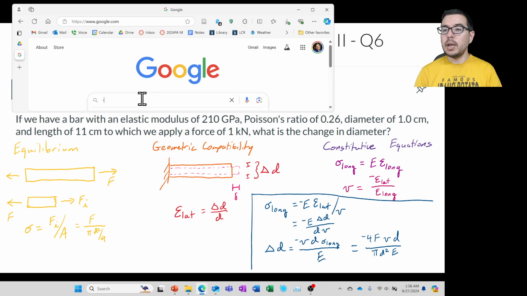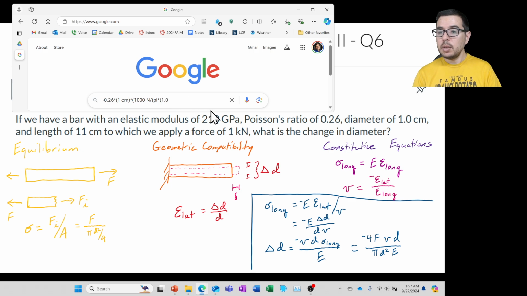So we're saying that we want a minus 0.26, that's the Poisson ratio, times the diameter, so we'll just say 1.0 centimeter, times, oh, I see, I was doing this one. Okay, well, we can do the sigma long as force over pi d squared over 4. So let's do force, which is given as 1 kilonewton, so 1,000 newtons. Okay, and then we'll do the pi times diameter 1.0.